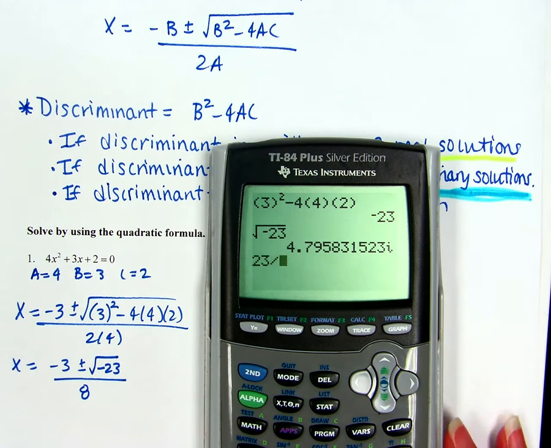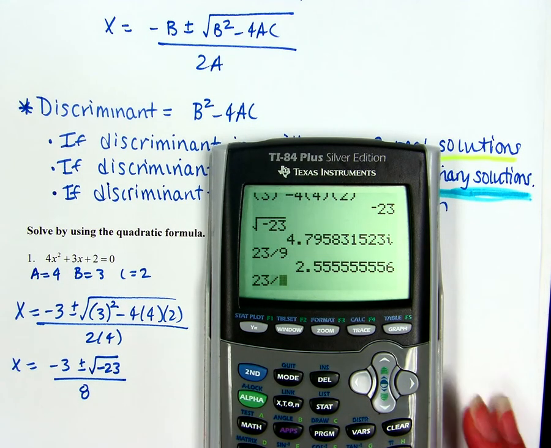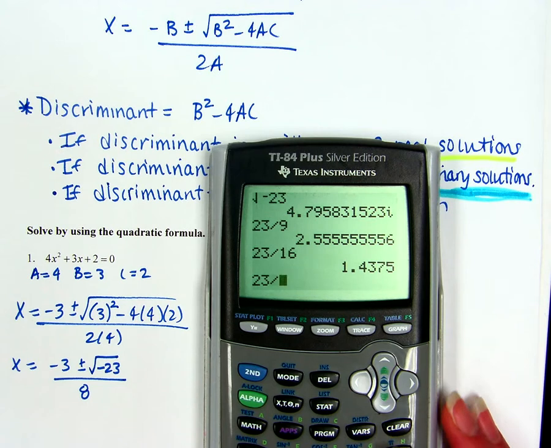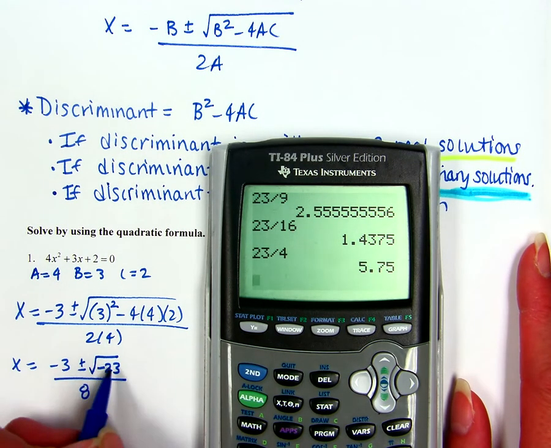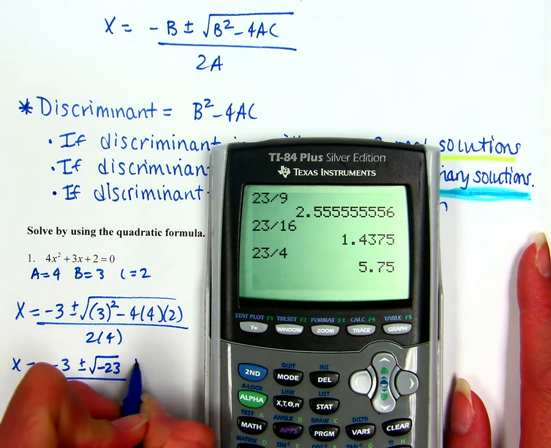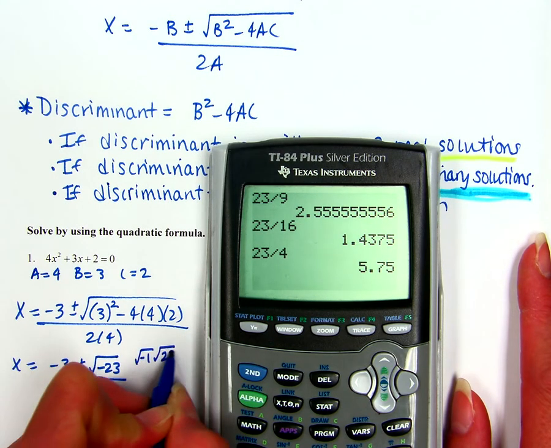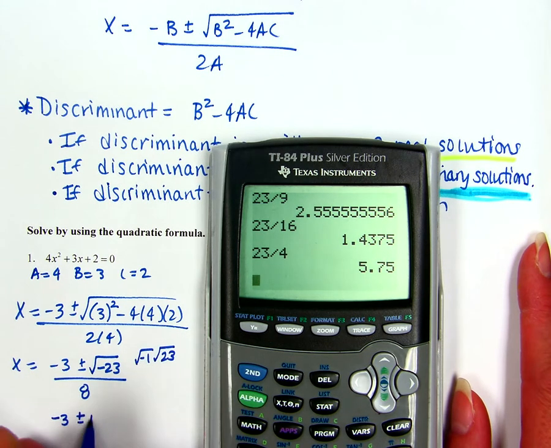23 is not divisible by 9. It's not divisible by 16. It's not divisible by 4. So since we ran out of perfect squares to try, you just have the i on the outside, because this is like the square root of negative 1 times 23. So it's plus or minus i root 23 over 8.